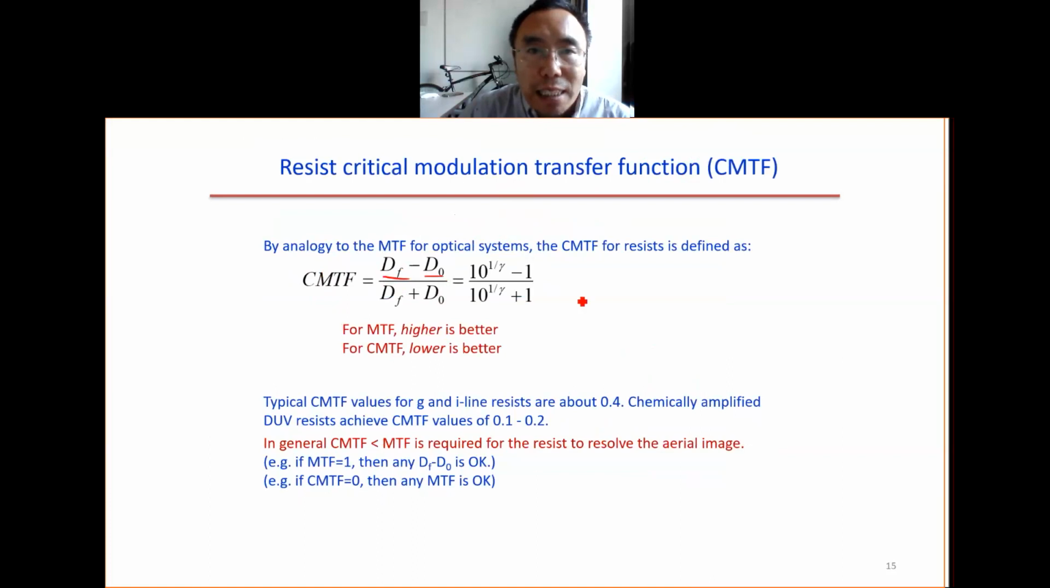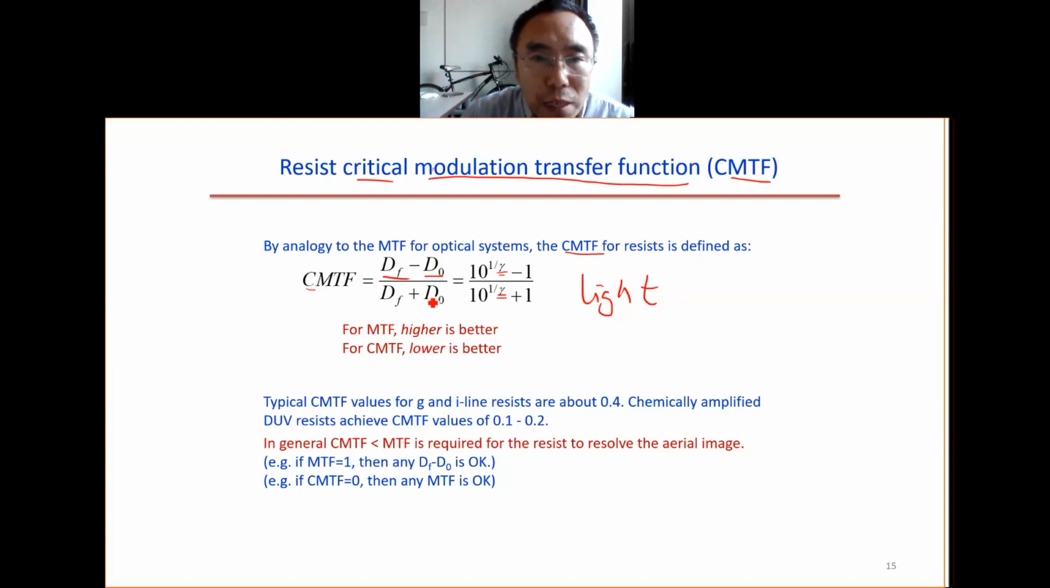So for the light exposure, we have this modulation transfer function, MTF. For the resist, we define this CMTF, called the critical modulation transfer function. It is defined as df equal to 0, and then it's given by this form. It depends on the contrast and on the lambda. So for the MTF, we know higher is better.